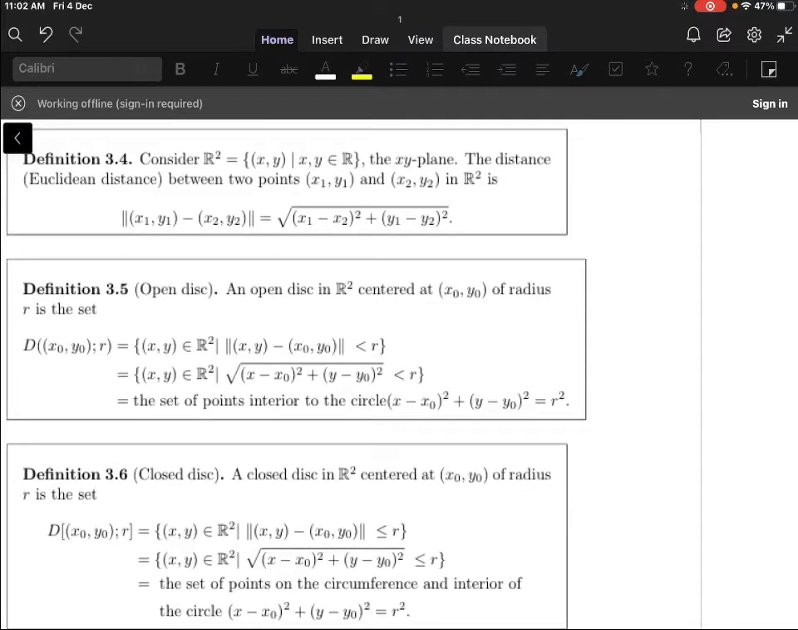Students, in this video I'm going to discuss the concept of Euclidean distance in R2, open disk and closed disk in R2, and also will define interior and boundary points in R2. Now let us move to the Euclidean distance in the one-dimensional geometry, that is in the real line R.